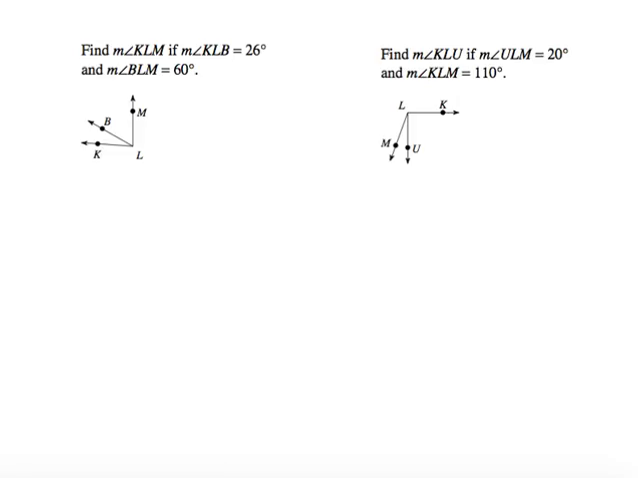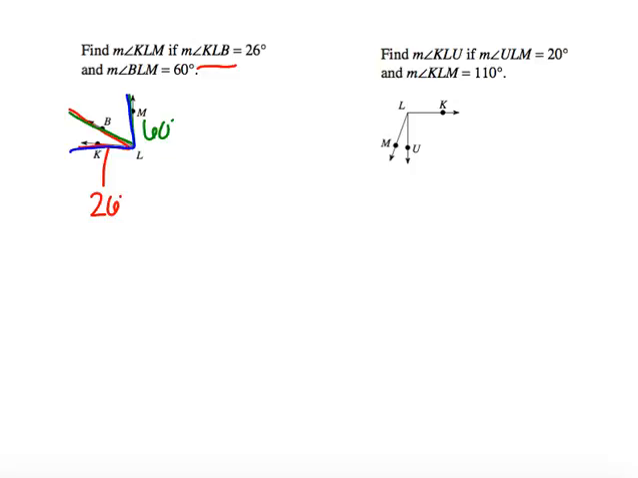Find the measure of angle KLM if the measure of angle KLB is 26, and the measure of angle BLM is 60. So let's just kind of mark up our diagram here. It says the measure of angle KLB is 26. So let's find that one. Here's KLB, and that's 26 degrees. And then it's telling us the measure of angle BLM is 60. And we want to know what this big angle KLM is.